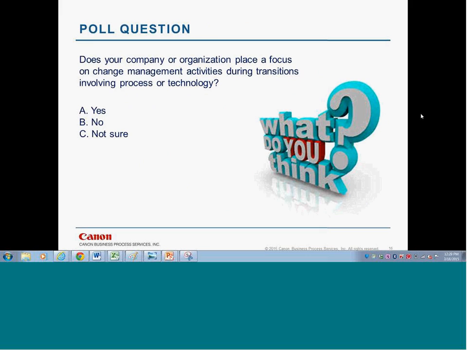So now we've talked about some of the key elements of change management itself. I'm curious to know the emphasis that your organization places on change management. May I take a few minutes to answer our poll question?